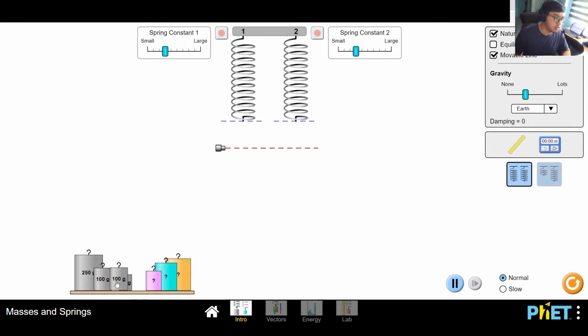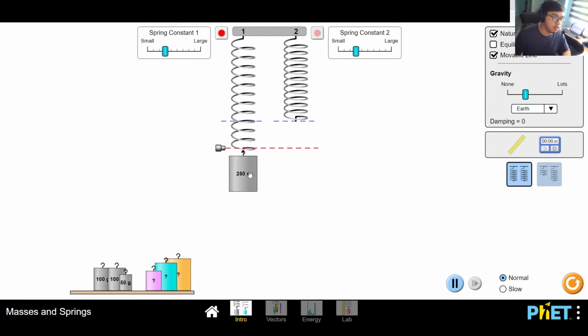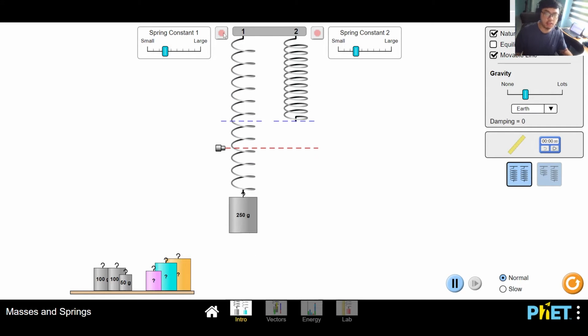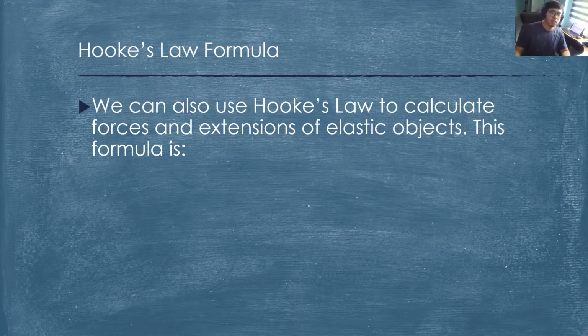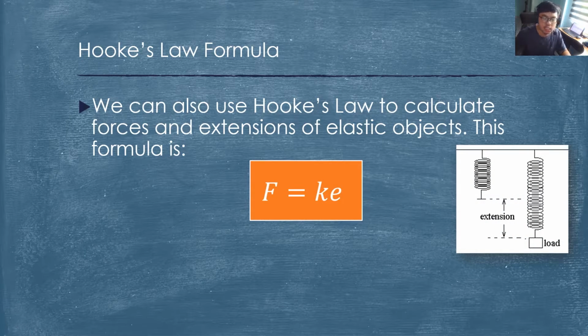Let's use a much heavier one here. This is 5 times as heavy as the original one. So if this is 5 times the force, then the extension will be 5 times as long. So that is Hooke's law. We can also use Hooke's law to calculate forces and extension of elastic objects. And this formula is F is equal to K times E.